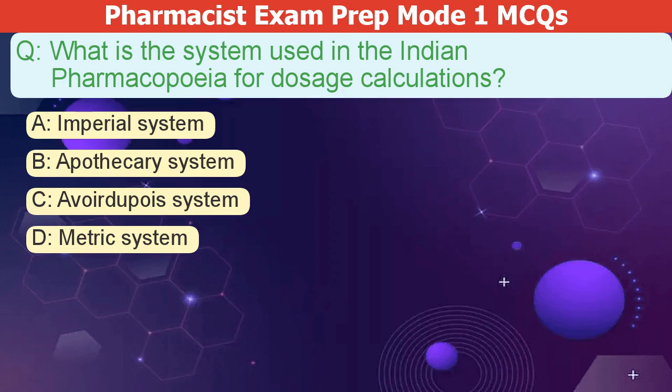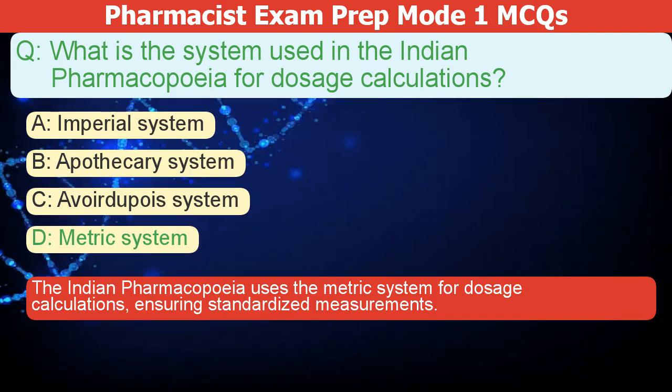What is the system used in the Indian Pharmacopoeia for dosage calculations? A. Imperial system. B. Apothecary system. C. Avoirdupois system. D. Metric system. The correct answer is D. The Indian Pharmacopoeia uses the metric system for dosage calculations, ensuring standardized measurements.